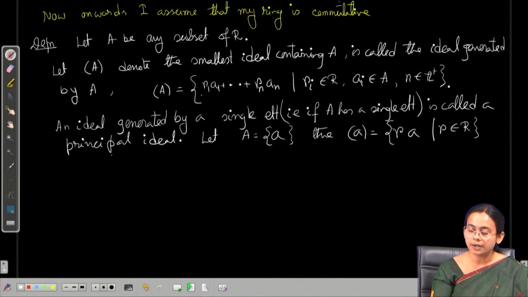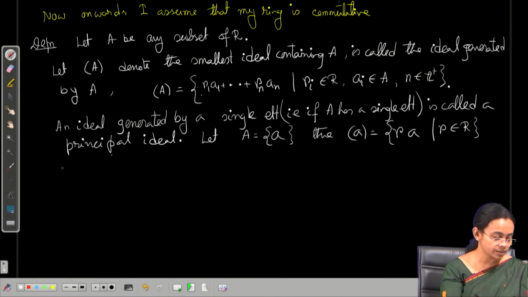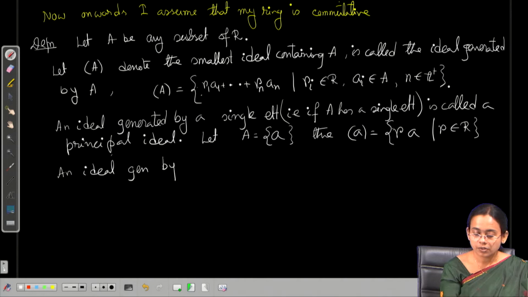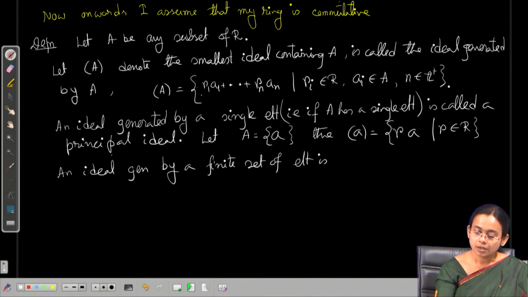So, the principal ideal looks like this, and if A is a finite set, that means we have finitely many generators, then it is called a finitely generated ideal. So, an ideal generated by a finite set of elements is called a finitely generated ideal.